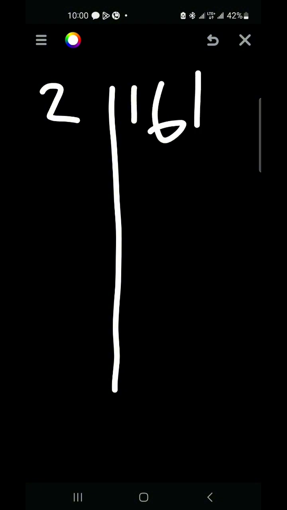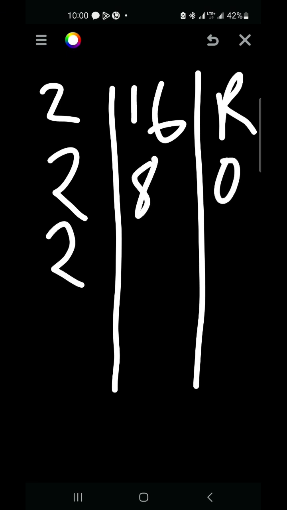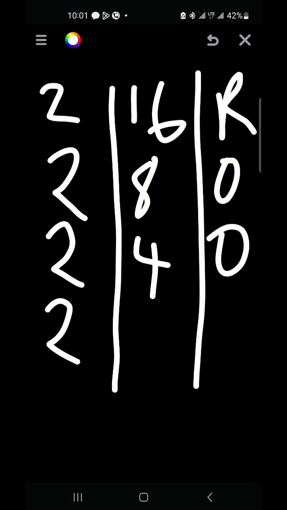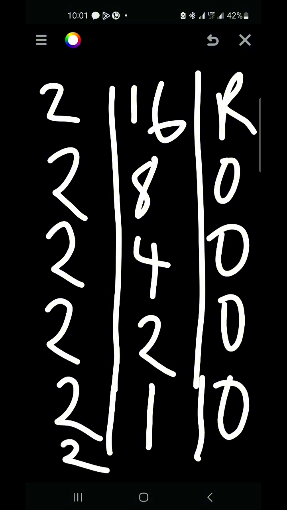So our 16 is here and the remainder is here. Okay, 2 goes into 16 how many times? 8, remainder 0. 2 goes into 8 how many times? 4, remainder 0. 2 goes into 4 how many times? 2, right? Remainder 0. 2 goes into 2 how many times? 1, remainder 0. 2 goes into 1, it can't, right? So 0, so you maintain 1 here.